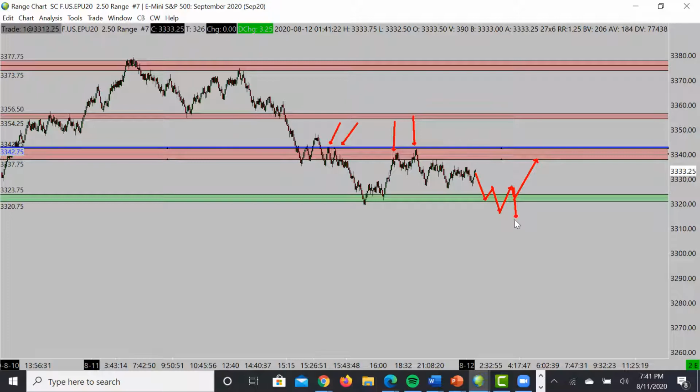Now, if we fail to hold that support and come underneath, then we're going to be looking for our move back down into these 3310s, and then below that the 3300. So that's what we're going to be looking for on S&P 500.